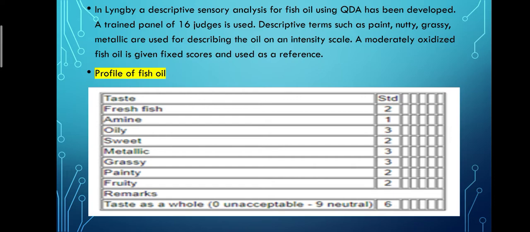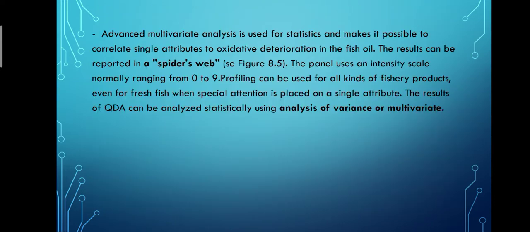So this is the profile of fish oil. We have here the taste: the fresh, if it is fresh fish, the amine, or if it is oily, sweet, metallic, grassy, painty, fruity, and the remarks and taste as a whole. Advanced multivariate analysis is used for statistics and makes it possible to correlate single attributes to oxidative deterioration in the fish oil. The results can be reported in a spider web. The panel uses an intensity scale normally ranging from 0 to 9.